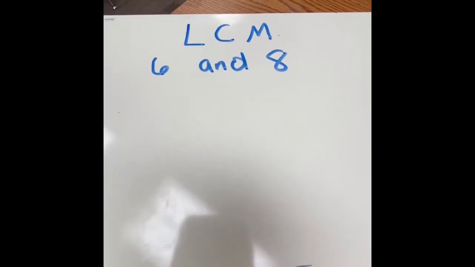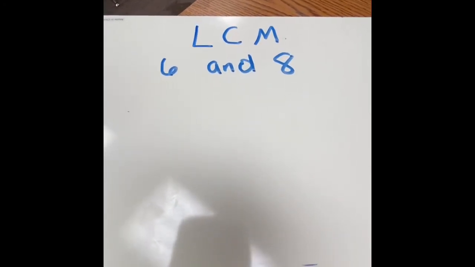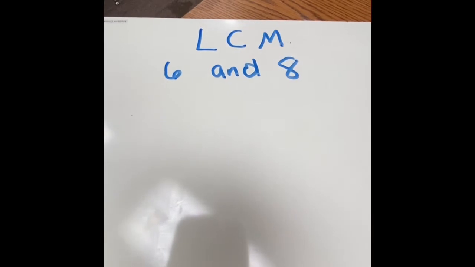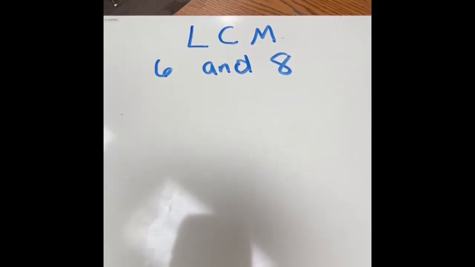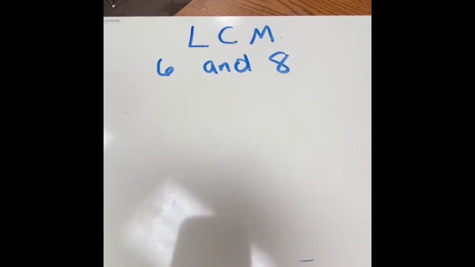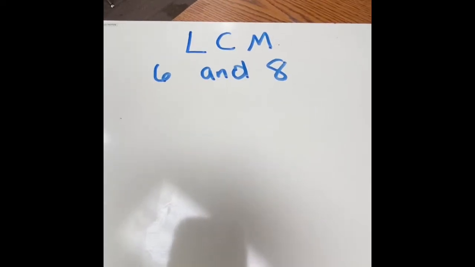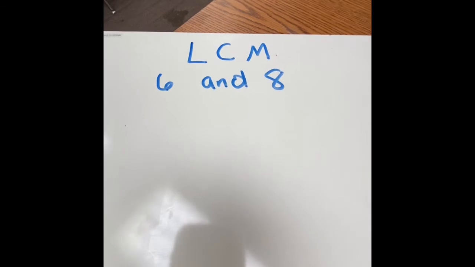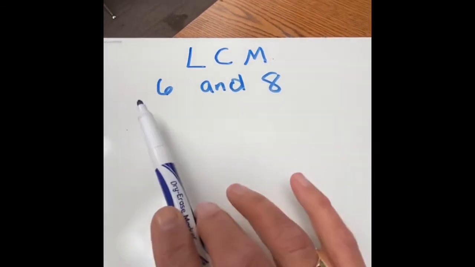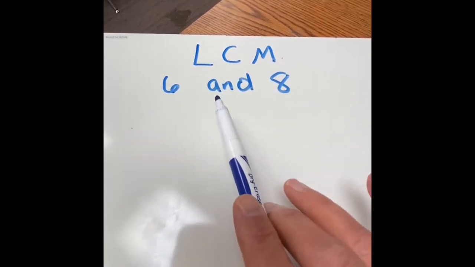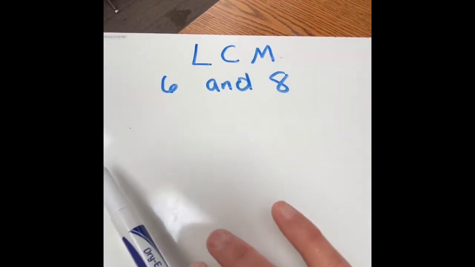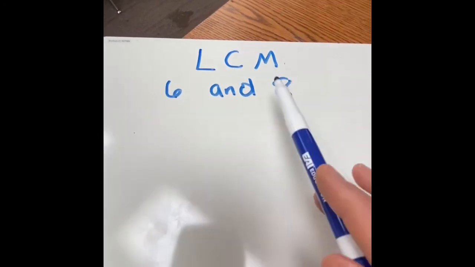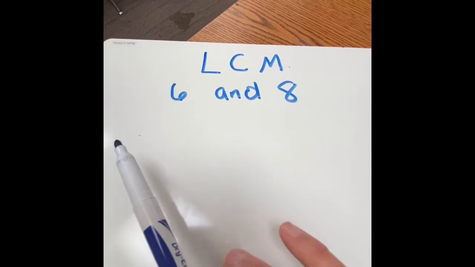Today we're going to be talking about the least common multiple, in this case the problem 6 and 8. Well, what does that mean? LCM means least common multiple, but what does multiple mean? If it is a multiple of 6, that means 6 can divide evenly into the multiple. 6 would be a factor of the multiple.